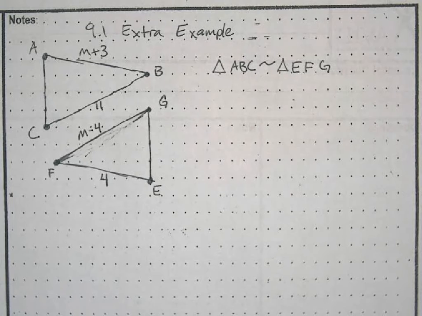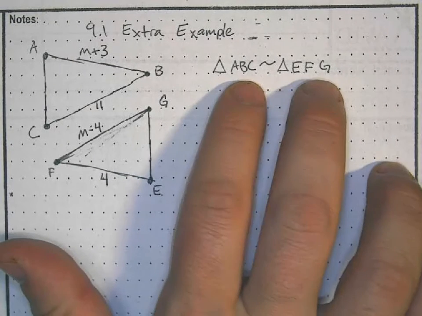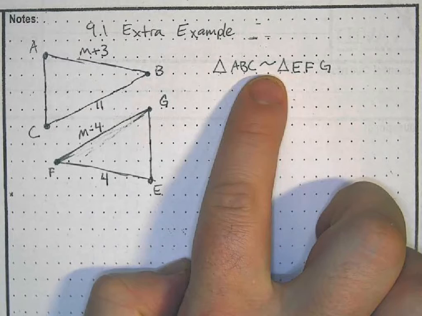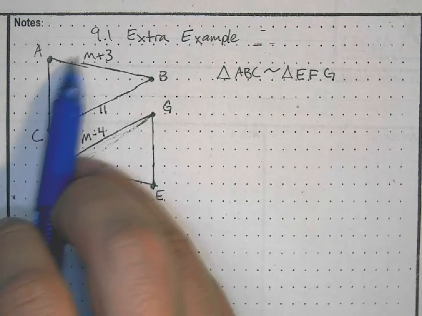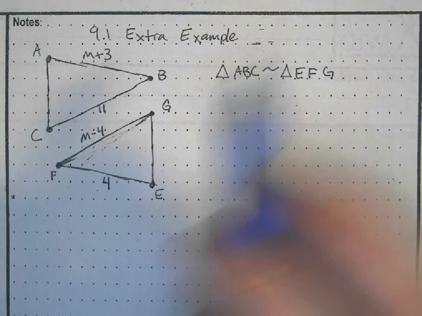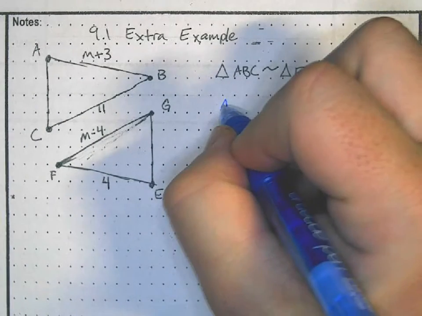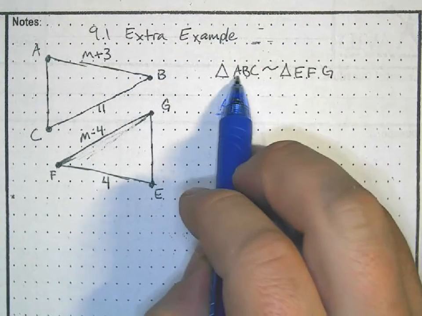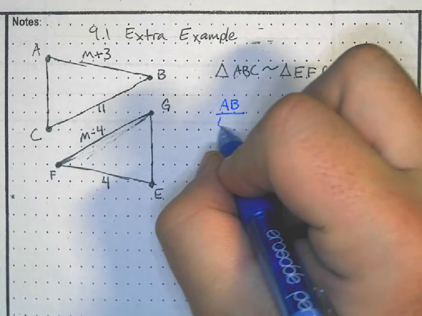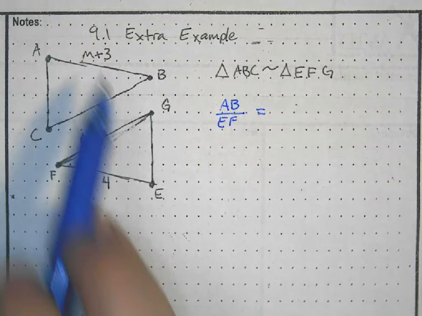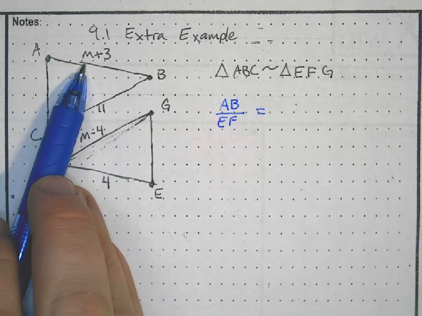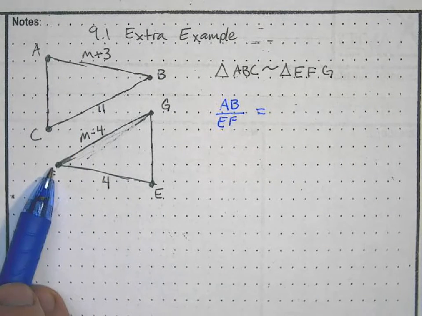So the first thing we want to do is set up our proportions using the similarity statement right here. We're not going to use the picture right now, we're just going to use the similarity statement to help set up our proportion. So I'm interested in M, and M's along AB, so I'm going to definitely use AB. So we'll say AB is to, AB matches up with EF. So I got AB, the top, is a ratio with EF, the bottom.